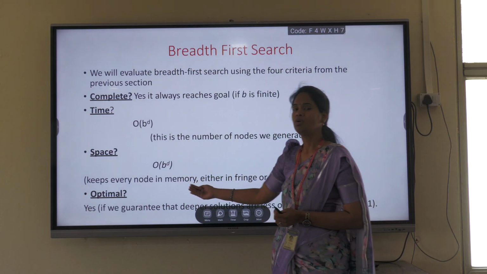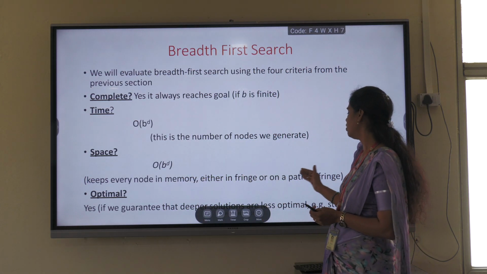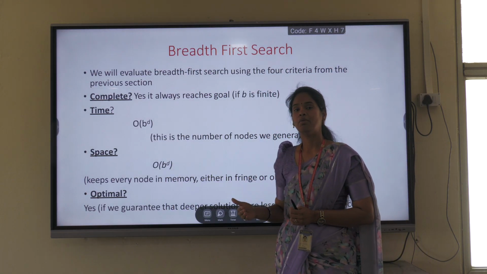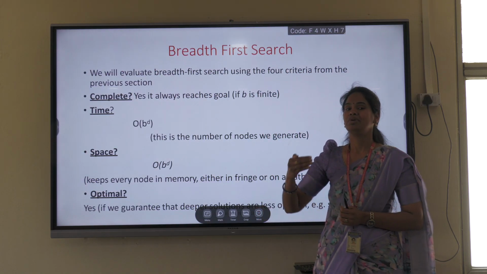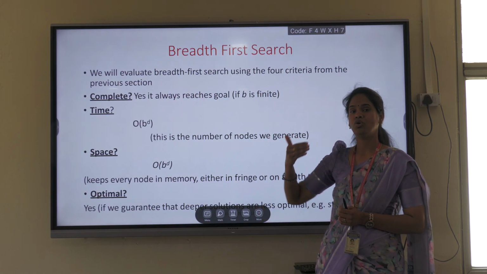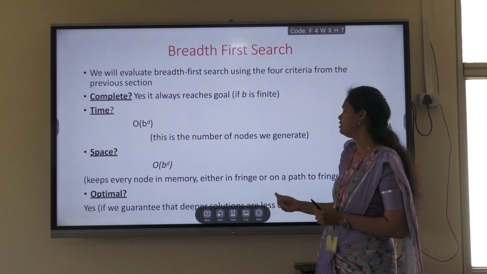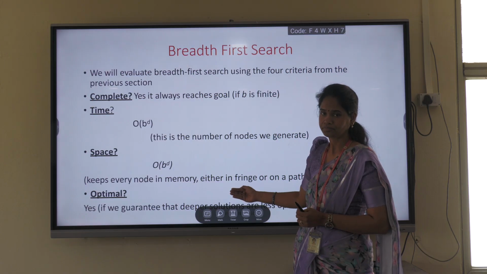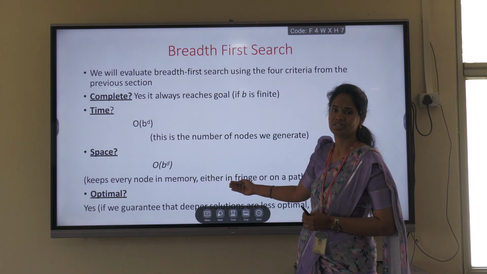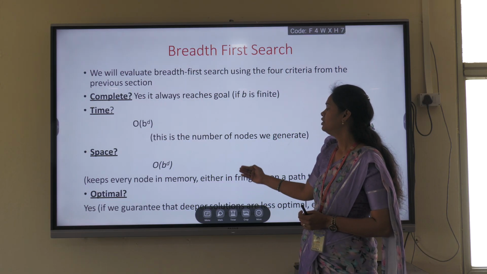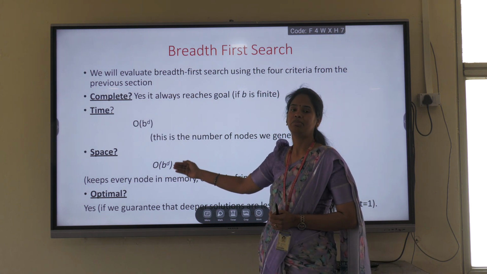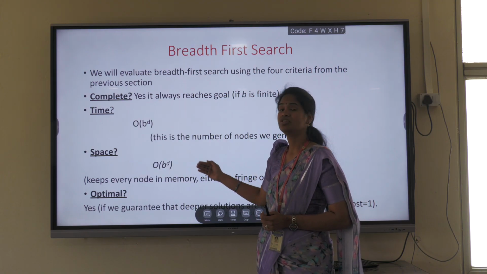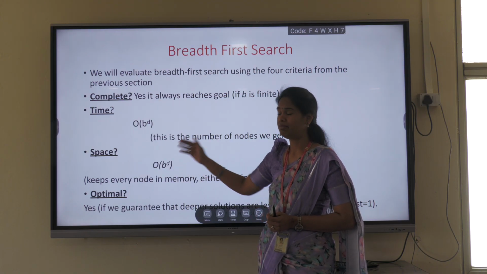It keeps every node in the memory, either in the fringe or on a path to a fringe, because it has to know the path when it reaches the goal state. It will derive the path from the root node to the goal node. That's the reason it has to keep every node, in the fringe, where we talk about the data structures of a memory. So it is also order of B to the power of D: as much depth as it goes, that many nodes will be in the memory.